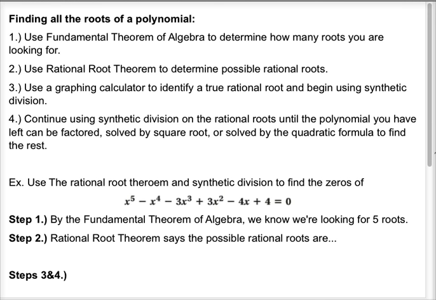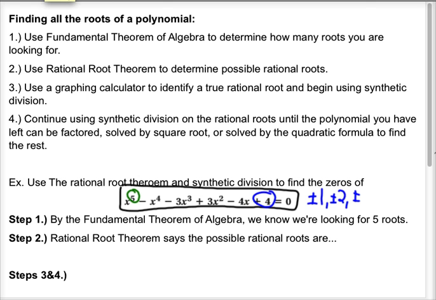So, if this is the polynomial that we are looking for the roots of, you can see the fundamental theorem of algebra says we are looking for 5 roots. Okay, you look at the degree of the polynomial to tell you how many roots you are searching for. In this case, we're searching for 5. Use the rational root theorem to determine the possible rational roots. All right, so we take the factors of the constant. So here, plus or minus 1, plus or minus 2, plus or minus 4 are the factors of the constant.